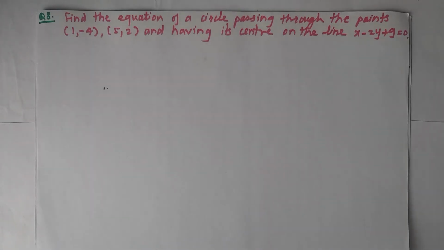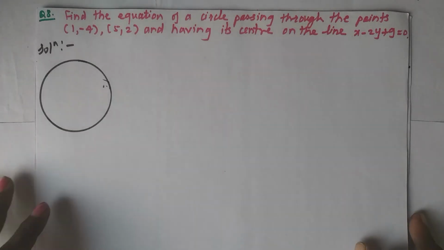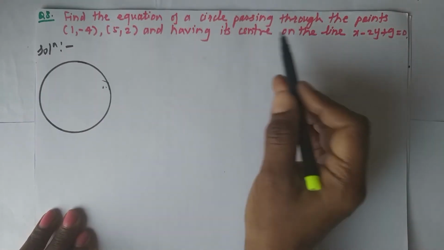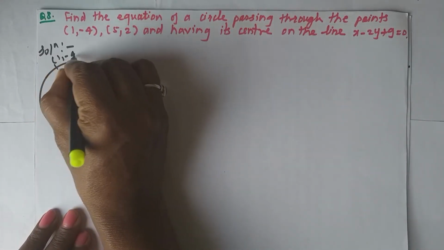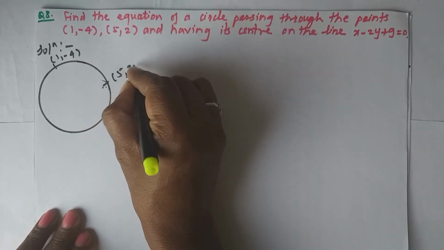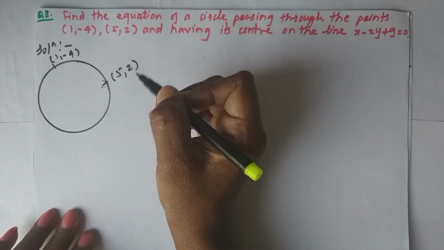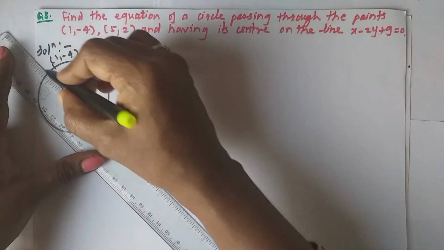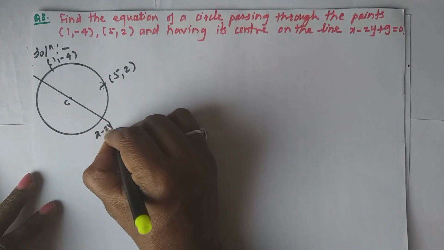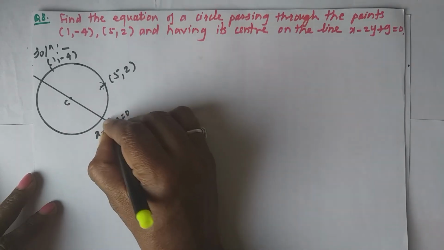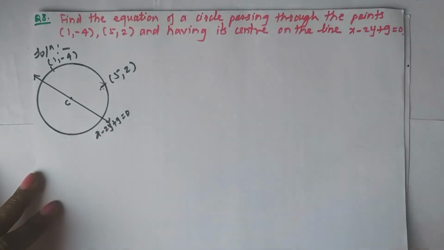Find the equation of circle passing through the points (1, -4), (5, 2) and having its center on the line x minus 2y plus 9 is equal to 0. Okay, now here we will draw a rough diagram. Now here the circle passes through 2 points. Suppose this is point (1, -4) and this is point (5, 2). Okay, suppose these are 2 points on this circle and consider the line. Suppose this is the center of the circle and this is the line x minus 2y plus 9 is equal to 0 and the center of the circle lies on this line.